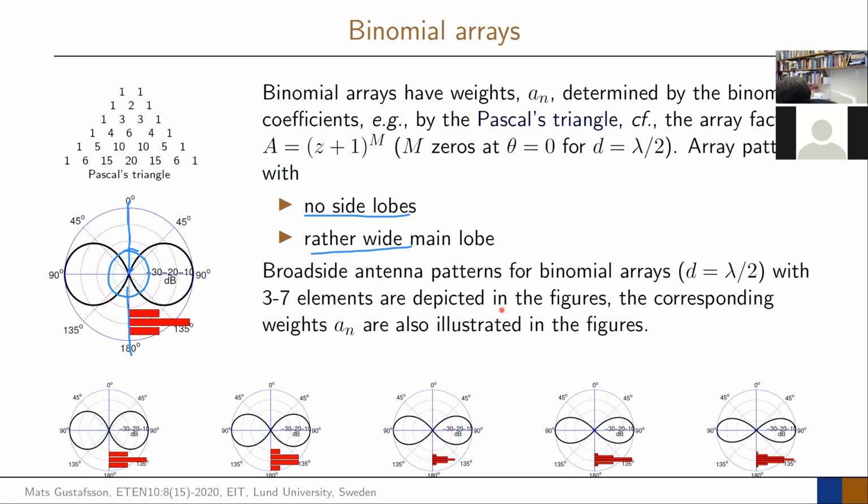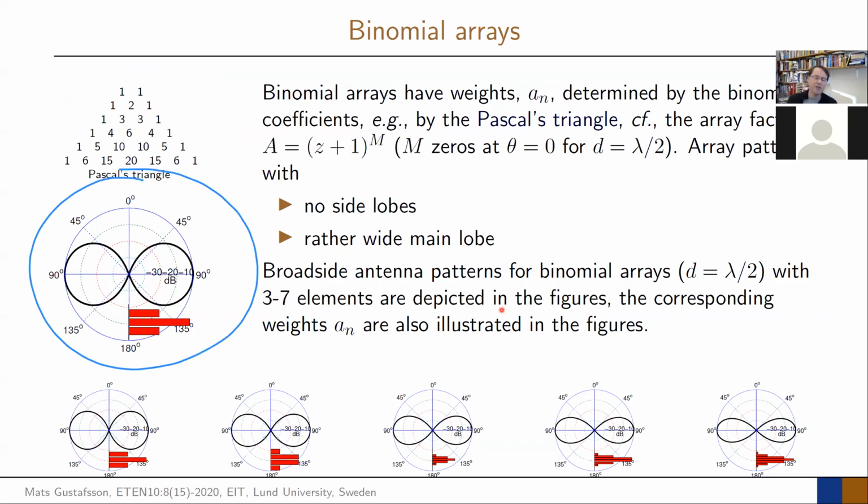And that means that my array factor in this case can be written as just z plus 1 to the power of n. And this is this binomial array where you can get all the coefficients from something called Pascal's triangle. So here we can use what we know, that if we have, for example, z plus 1 to the power of 2, then we go down here, and the first coefficient is 1, the second coefficient is 2, the third coefficient is 1.